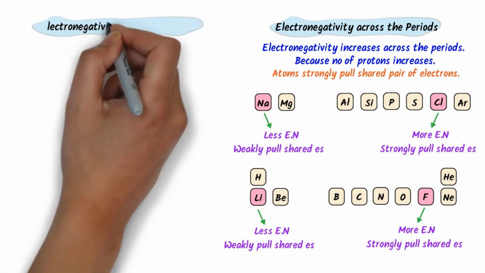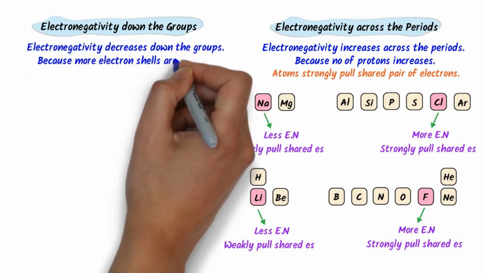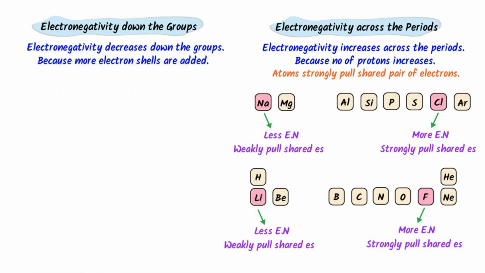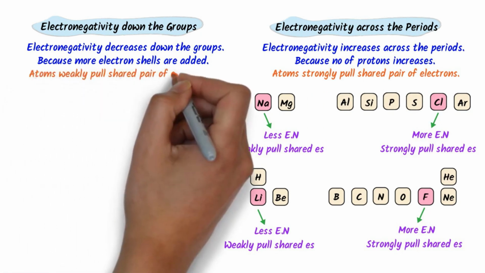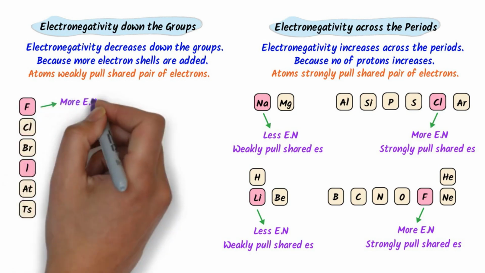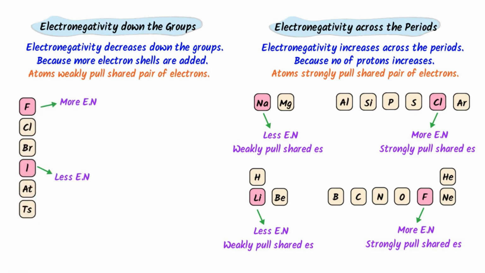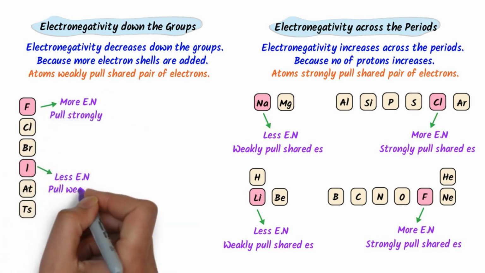Now we will learn electronegativity down the group. It is because more electron shells are added and size of atom increases, due to which the atom has less ability to pull the shared pair of electrons, or it weakly pulls the shared pair of electrons. For example, in group 7, fluorine is more electronegative than iodine. It is because fluorine has smaller size than iodine.